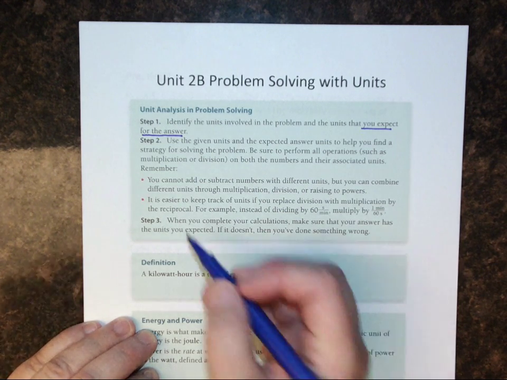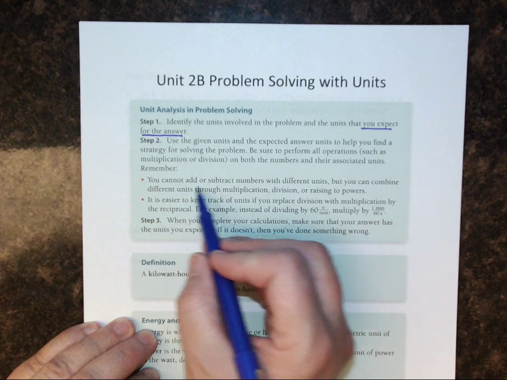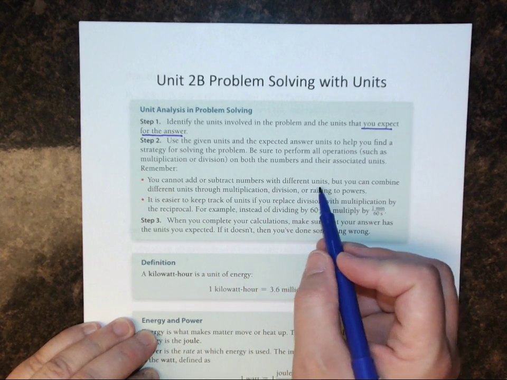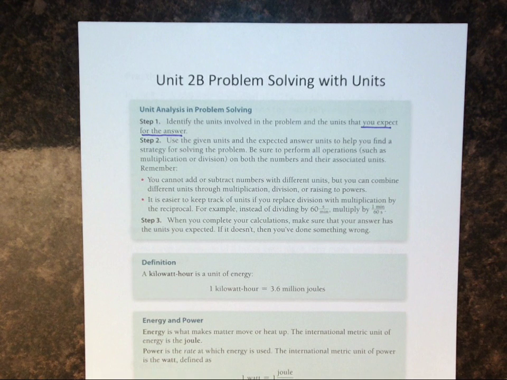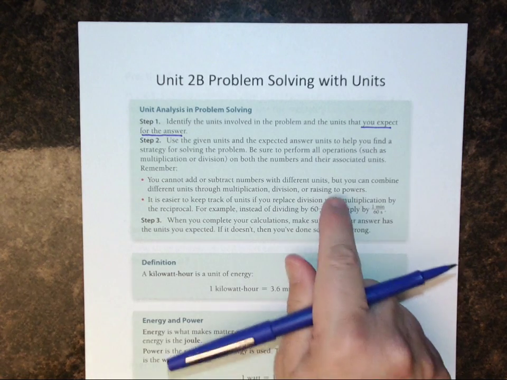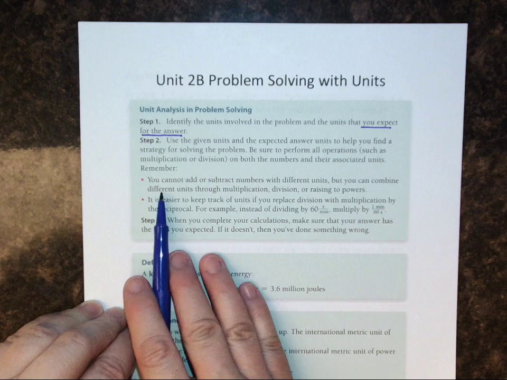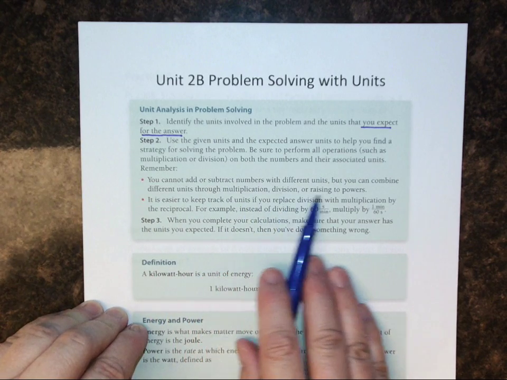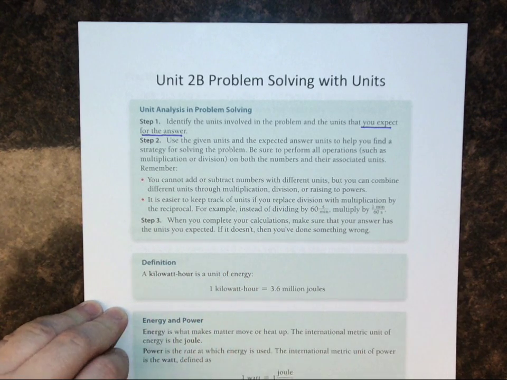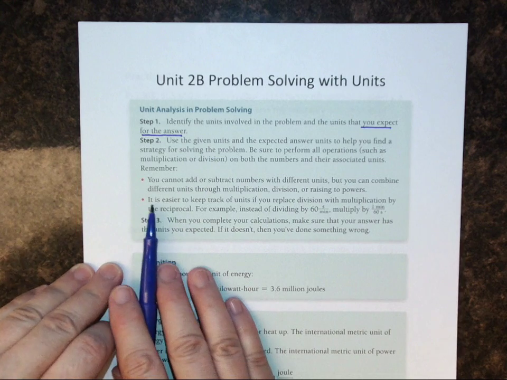Two reminders: you cannot add or subtract numbers with different units. You have to combine like terms, just like when we did algebra, you can't combine x's and y's together. They have to be alike. They have to have the same unit to be combined. You can multiply and divide or raise things to powers if they have different units.